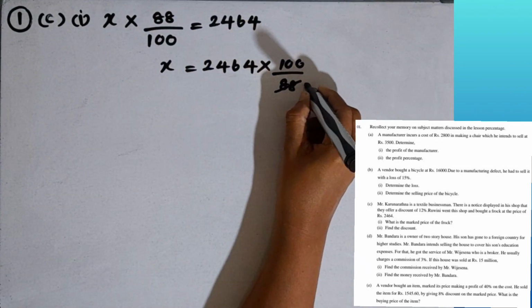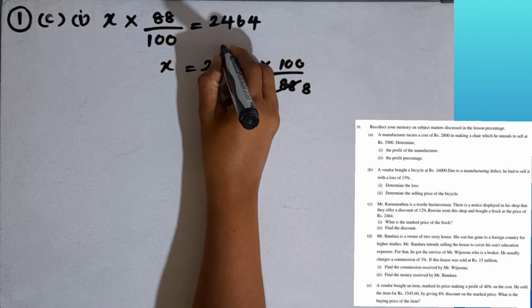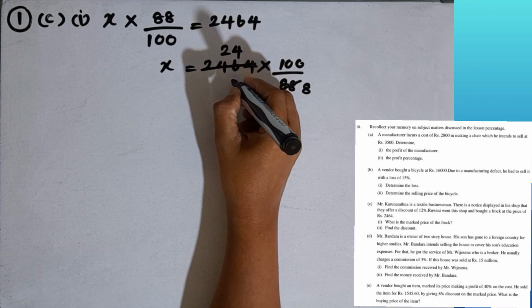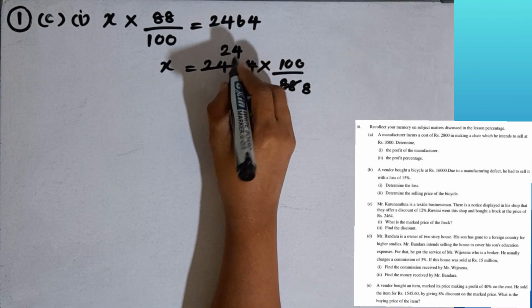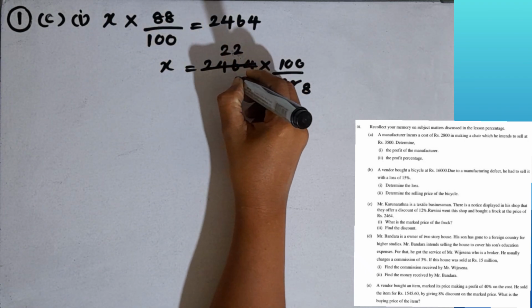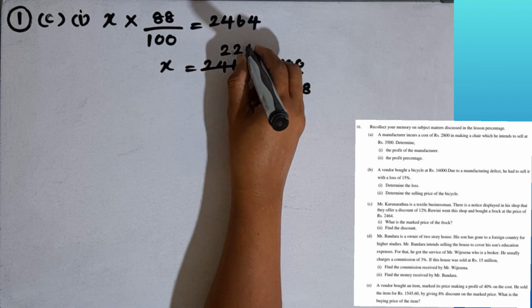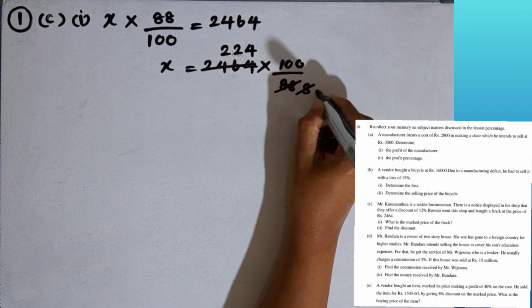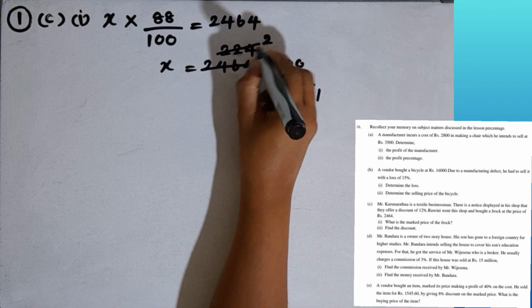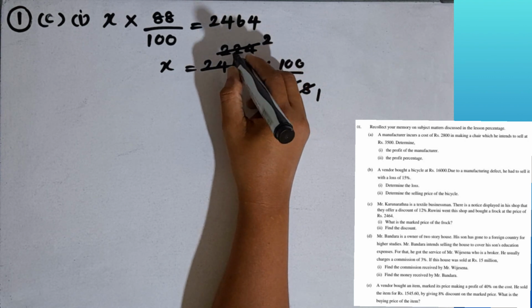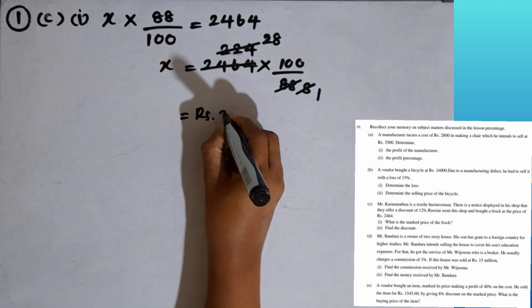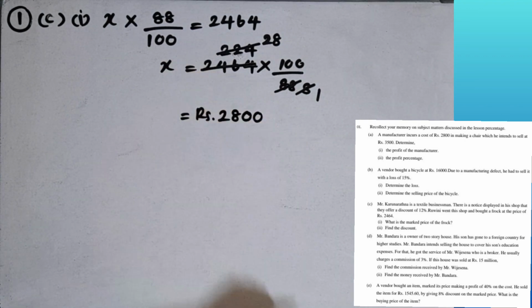11 times 8. 11 times 2 is 22. 4 is remaining. 11 times 4, 44. Then 11 times 2, 22 again. Here remaining is 2. Then 4 is remaining. For 44, 11 times 4. Again we can divide by 8. 8 times 1, then 8 times 2 is 16. Then the remaining is 6. 8 times 8. So the price is 2,800.